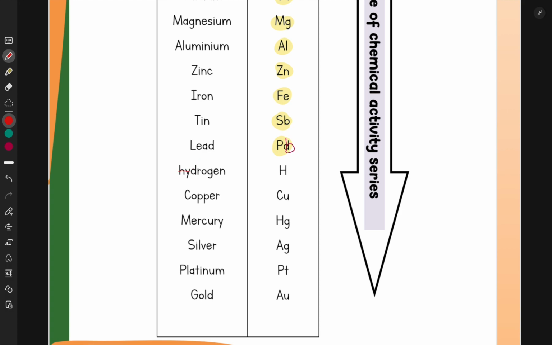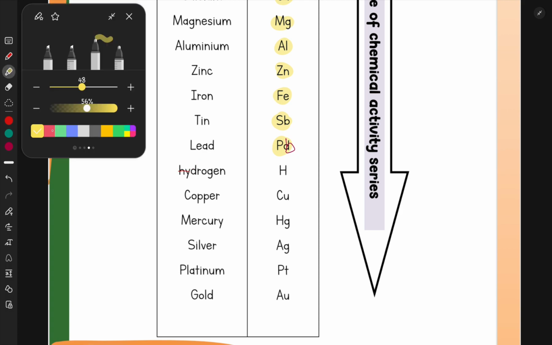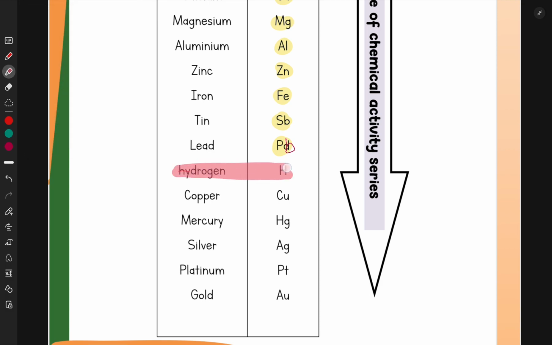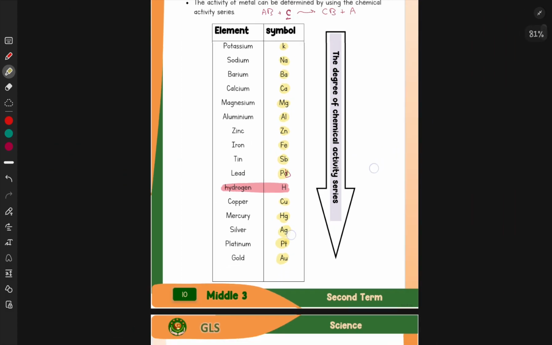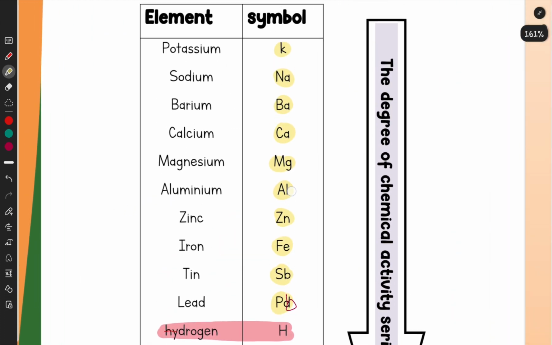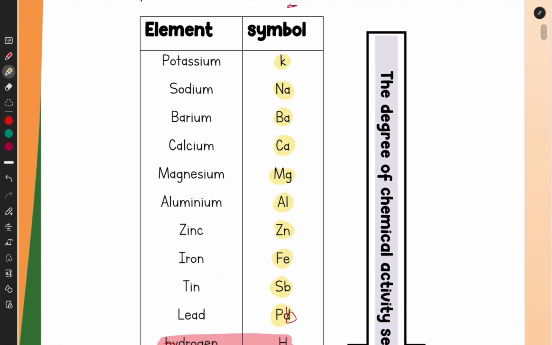What about hydrogen? Hydrogen is very important to us, so we will highlight it with a different color, because it is found so much in the atmosphere and in the Earth's crust, so we use it too much. So copper, Cu, mercury, Hg, silver, Ag, platinum, Pt, gold, Au. These are the chemical activity series. The higher one is more active than the lower one, so the higher one will replace or substitute the lower one in one of its chemical solutions.